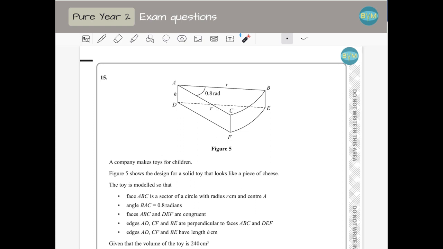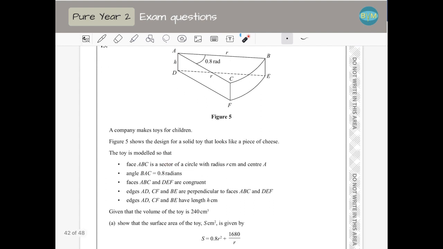Hello, this is question 15 on your June 2022 Pure 1 paper from Edexcel. It's a modeling with differentiation question. You have a company that makes toys for children. Figure 5 shows the design for a solid toy that looks like a piece of cheese. So it's this one here.